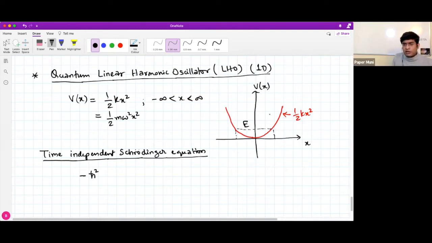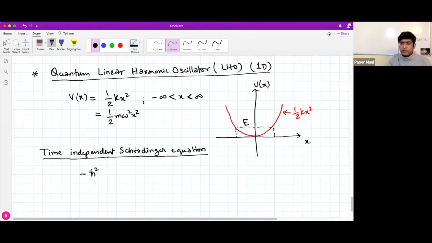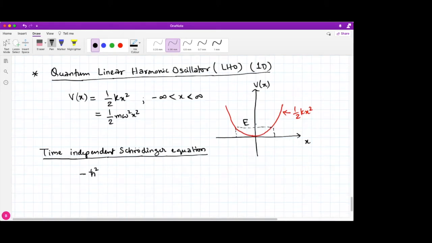The potential energy of the oscillator, which we saw in the classical case also, is given by half kx squared. So this is not limited to just a region. It extends over minus infinity to plus infinity. There is no limitation as we had in the 1D infinite potential case. It is simply the way it's defined.